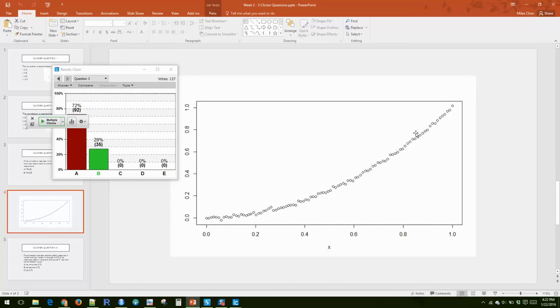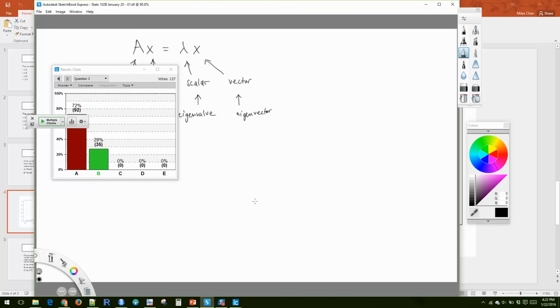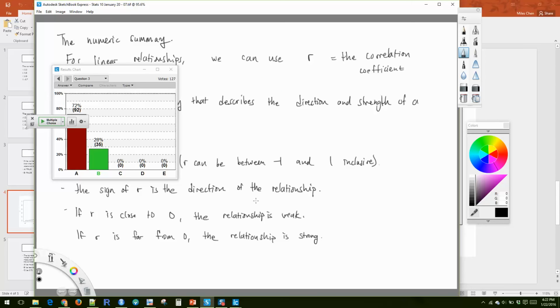But if we look at it, there's clearly some kind of curvature going on here. So a linear relationship would not be appropriate for this data. And so correlation, again, on our previous slide, oops, where did it go?